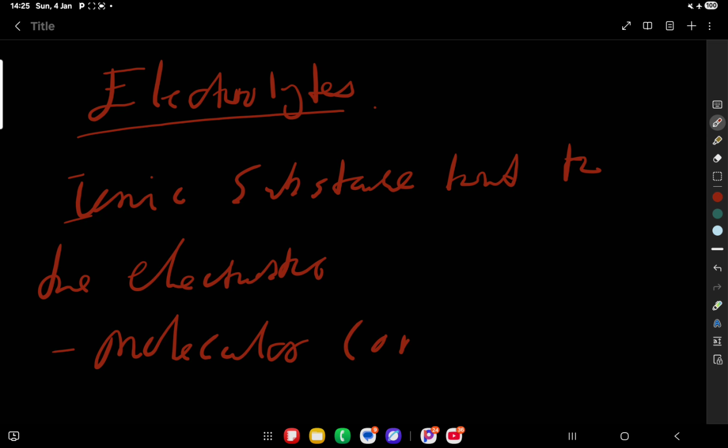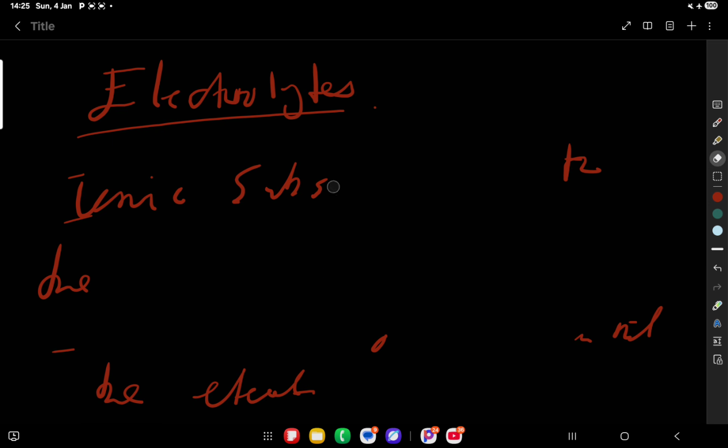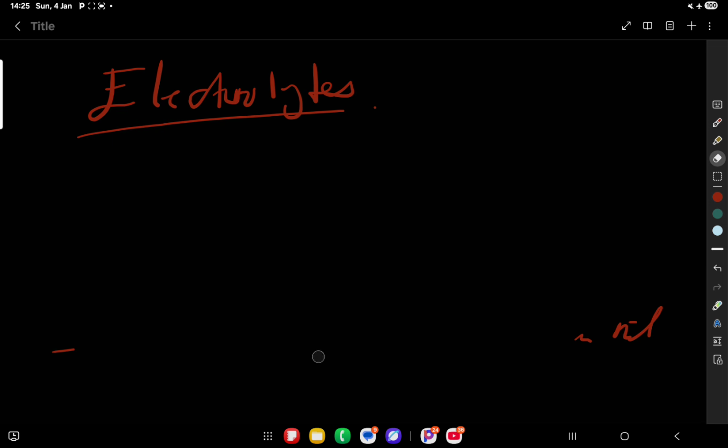So molecular compounds tend not to be electrolytes. Those are called non-electrolytes. Yes, they can dissolve, but they can't dissociate into ions. For a substance to be called an electrolyte, it must dissociate into ions when it dissolves. Then it has the potential of conducting electricity, because once it dissociates, the ions become free, and electricity can be conducted.